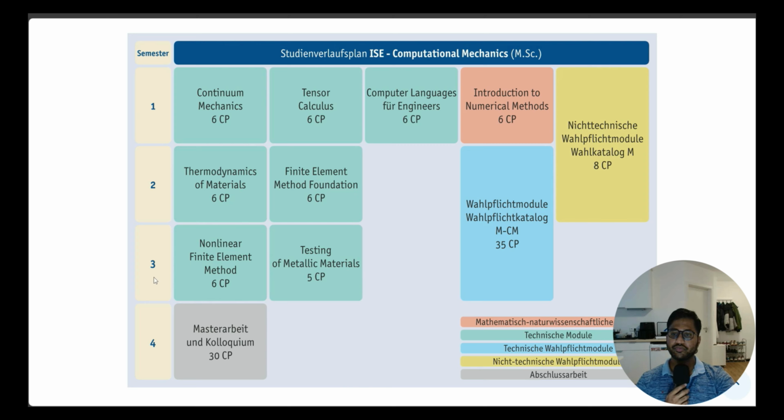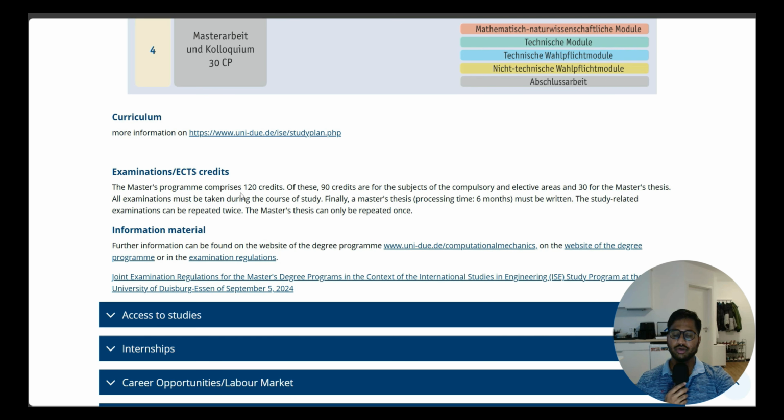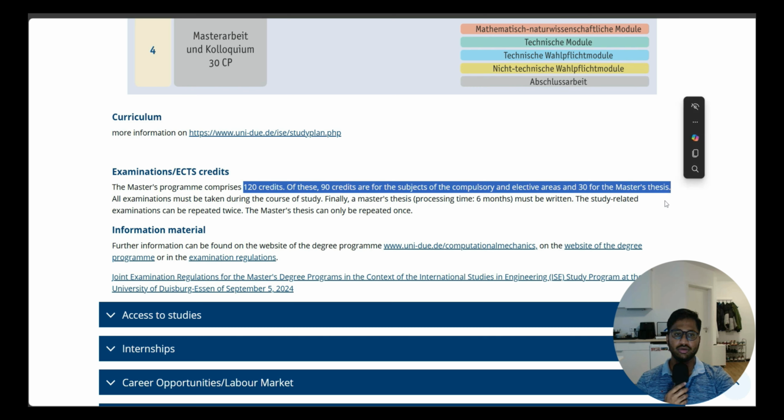elective. Then in the third semester you will do non-linear finite elements, testing of metallic materials, which will also be core subjects. These are in light blue, which has more credit points, 35, which are all electives, and 8 credit points are open electives, which you can choose from any of them. So the whole master program consists of 120 credit points. Of these, 90 credit points are compulsory modules and electives, and 30 is your master thesis.